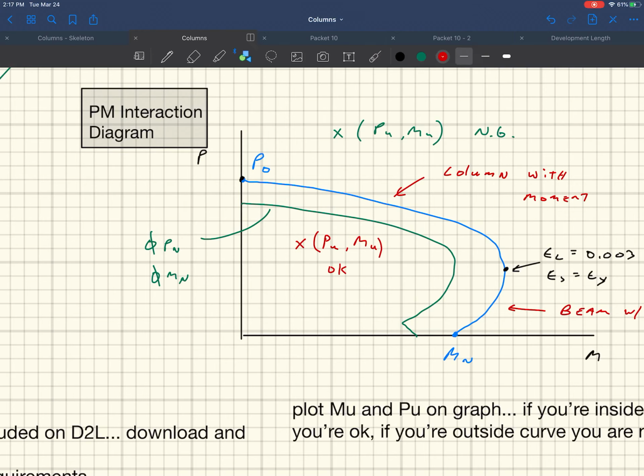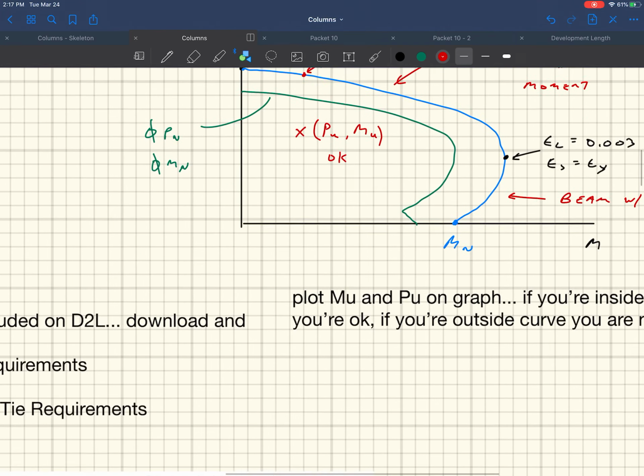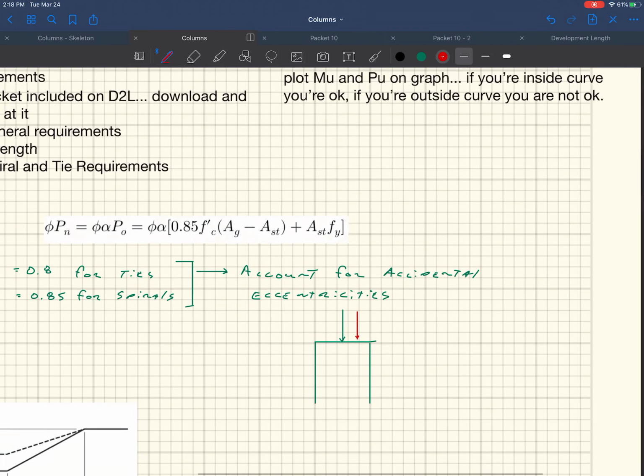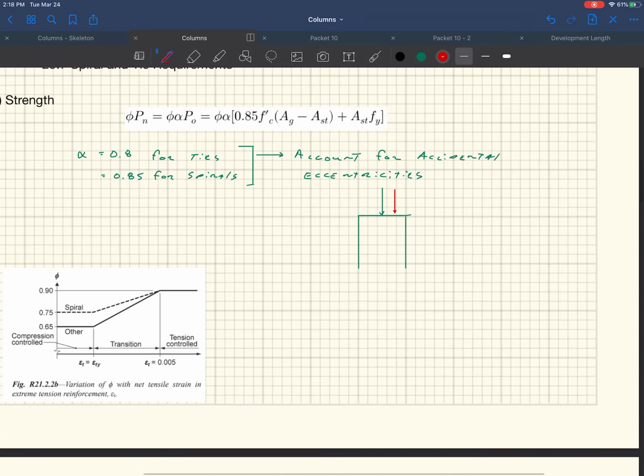And so I would say, just a little note, alpha is someplace out here. Just to remind yourself, alpha is there to account for the fact that you lose capacity when you move to the right. Alpha accounts for this, the fact that it goes down a little bit. Okay, so that's what alpha is doing.